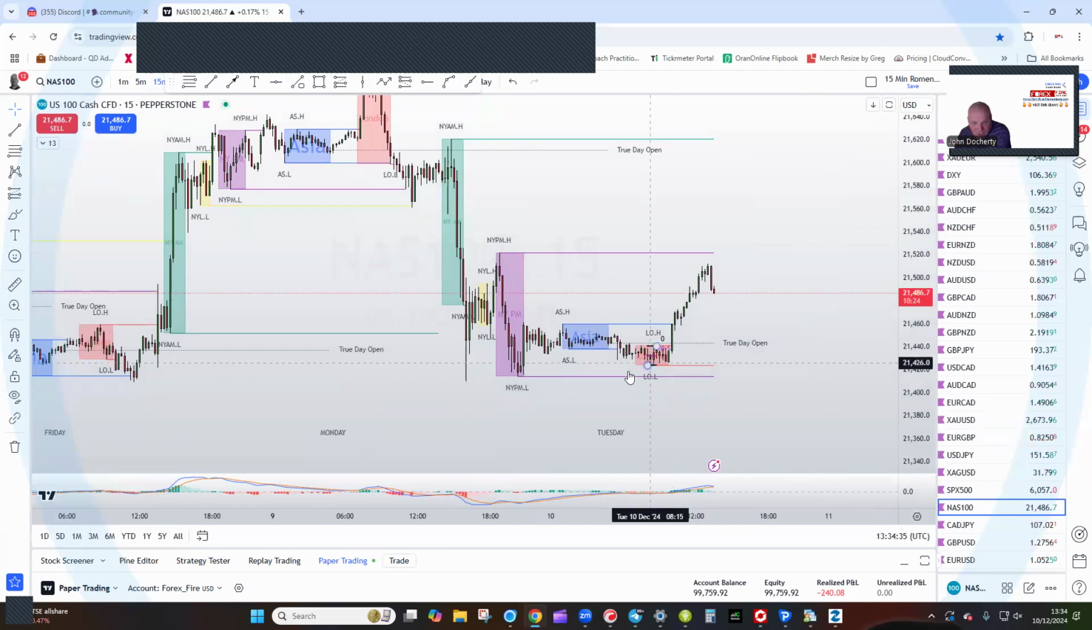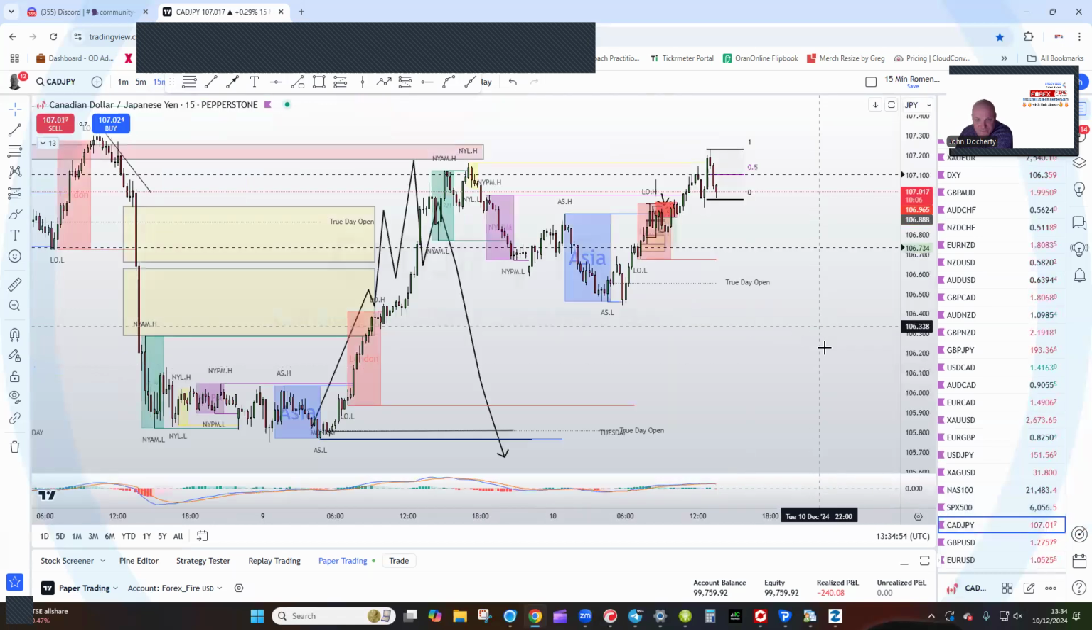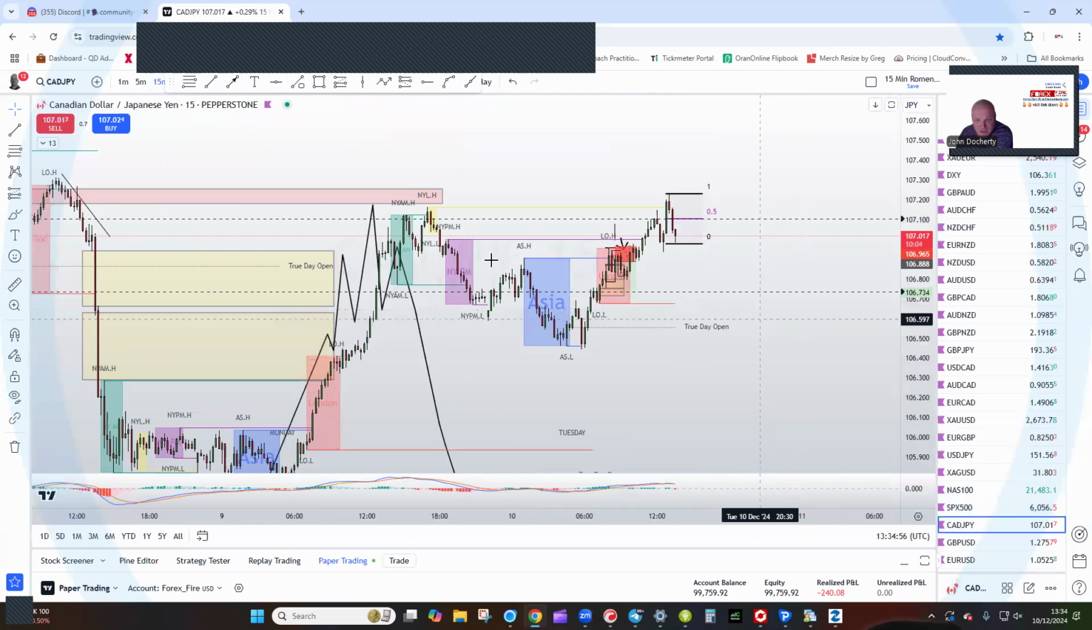The NAS as well, we've been still caught within the range of the New York PM session from yesterday. It was sort of consolidated still. I've got no interest in the NAS today, to be fair. So if I bring down that SP, we'll look at that. We've got the CAD.